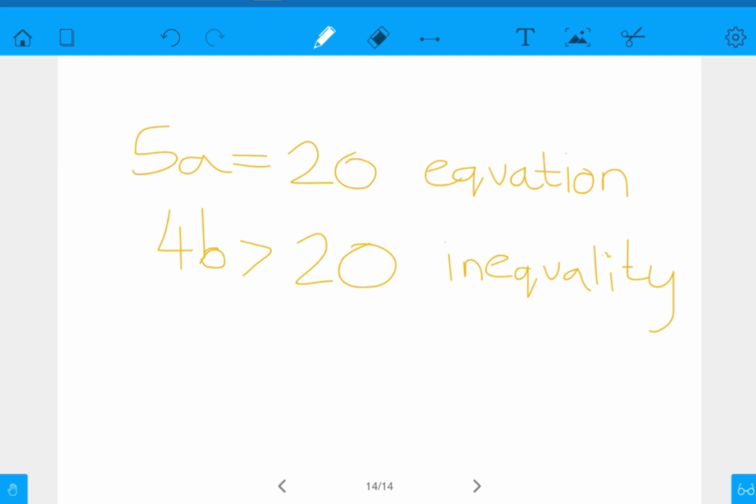The next one, 2c plus c is always equal to 3c. This is an identity, as if you get the value of c, double it and then add it onto itself, the answer will always be 3 times the value of c, irrespective of the value of c. So this is an identity.